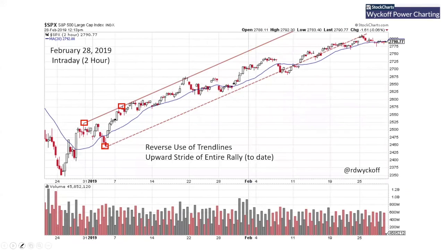Okay, in the time that we have left, I'll move quickly, but I have here three charts that I want to show you on the S&P 500. We've had this beautiful rally that's occurred since the end of December of 2018. We are looking at a 2-hour chart, and I'm doing Wyckoffian trendline analysis here.